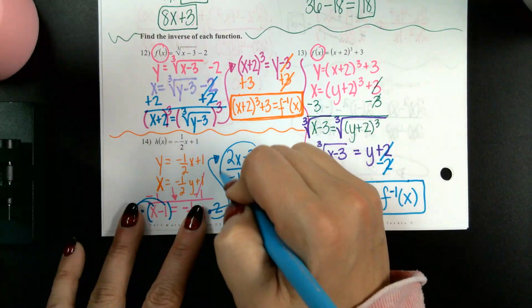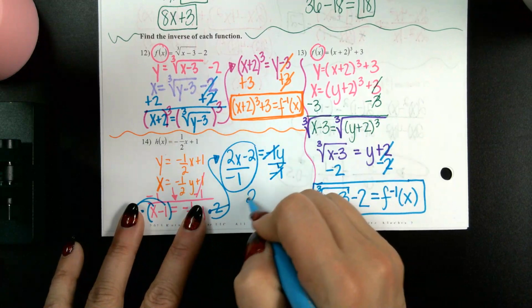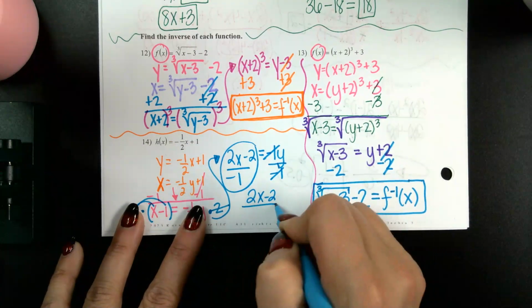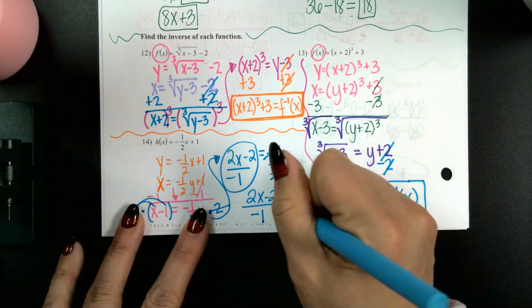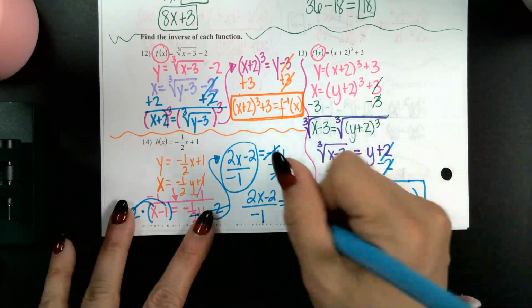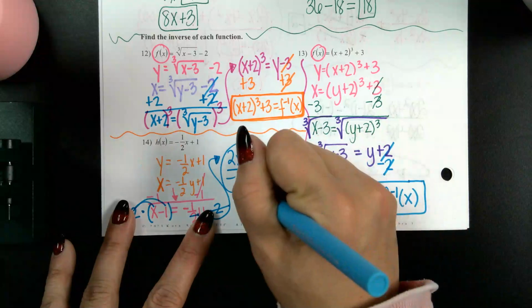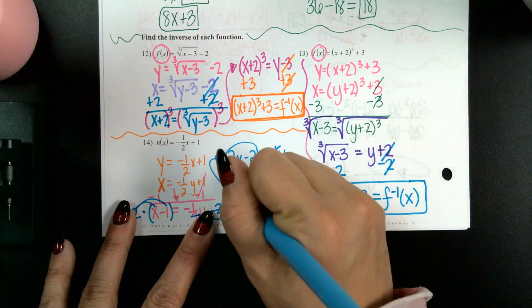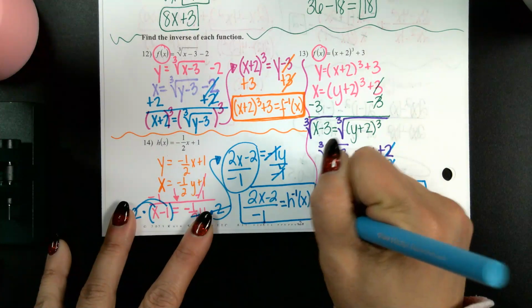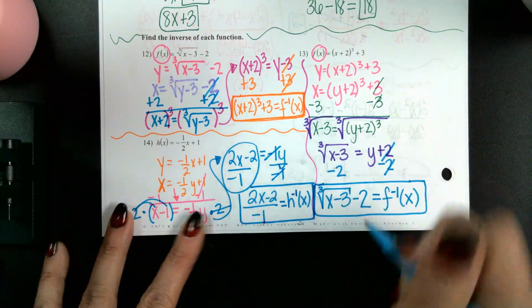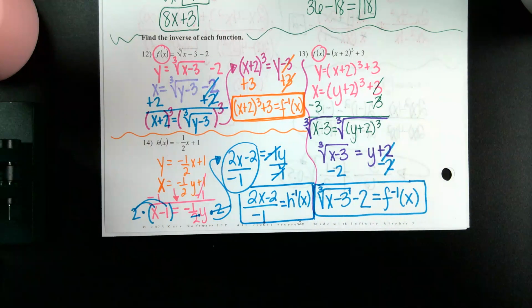So here's our answer. The 2x minus 2 divided by negative 1. And then instead of putting equals y, just go back to your function notation. Notice that it was h this time, h of x. So it'd be h of x with the negative 1 in between them. So those are your inverse problems.